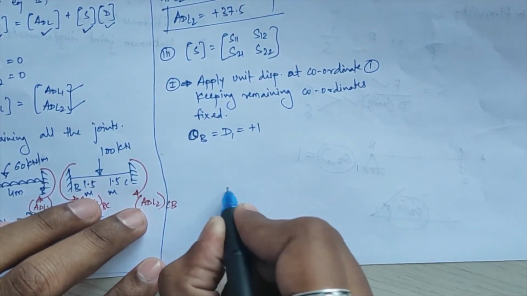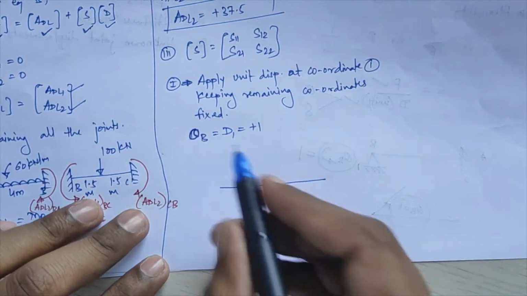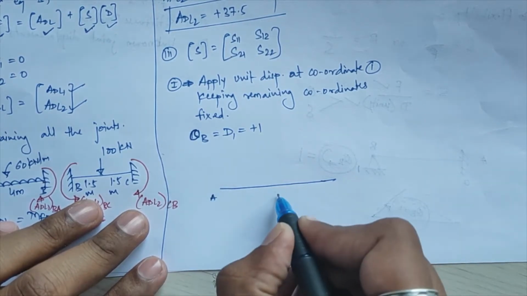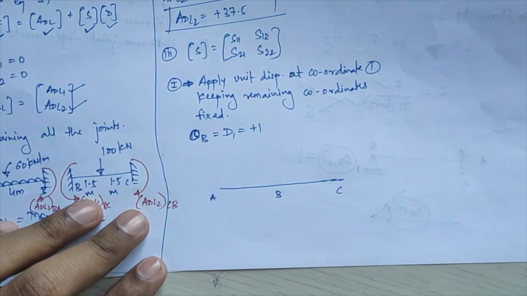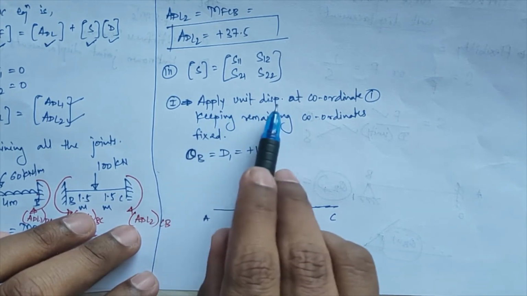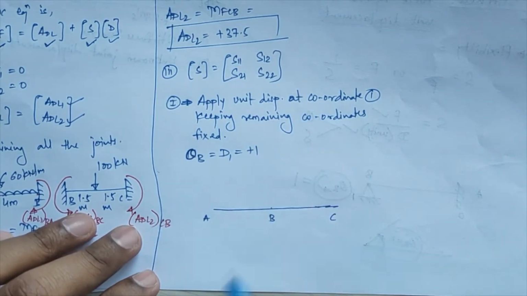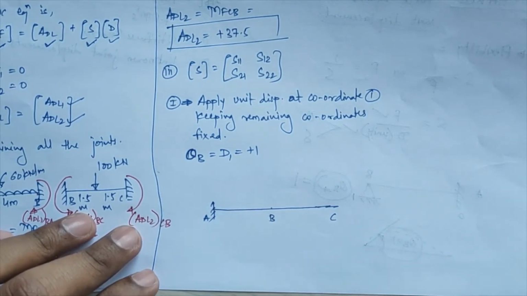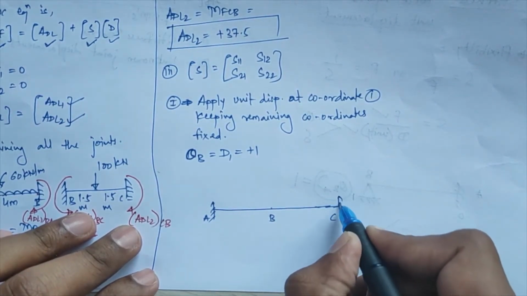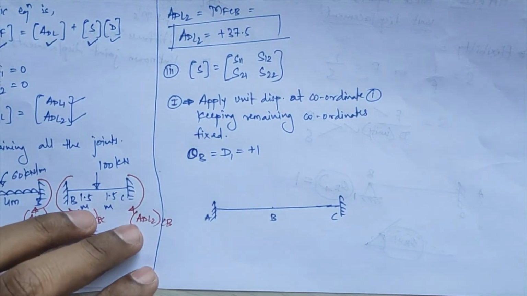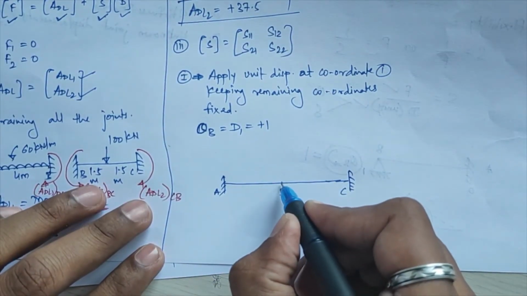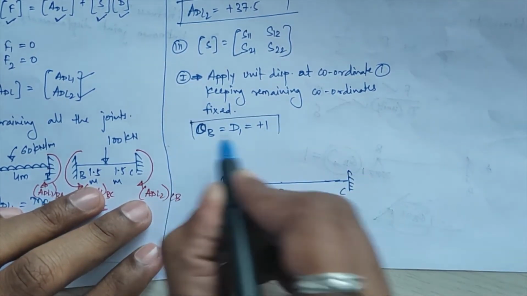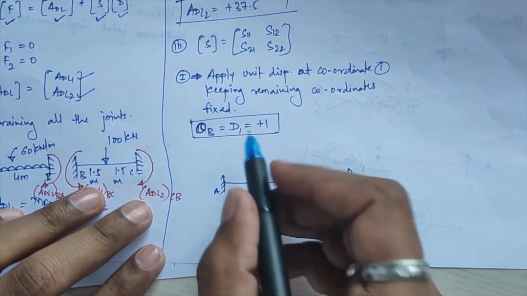Suppose I am drawing this as my member ABC over here. In that, this is A, B and this is your C. Now what they are saying, you have to apply the unit displacement at coordinate 1, means at this point B, keeping remaining coordinates fixed. A is already fixed. Okay, but you have to fix your second coordinate also. Now you are applying unit displacement at this first coordinate, that means you are applying theta b equal to 1 over here. How to apply this, I'll tell you.